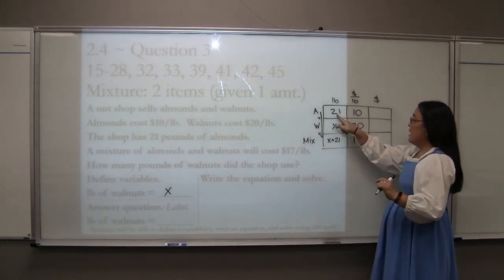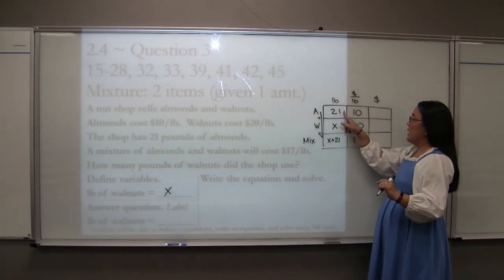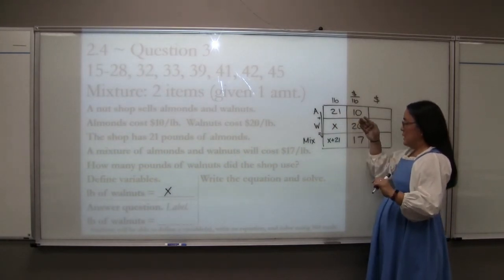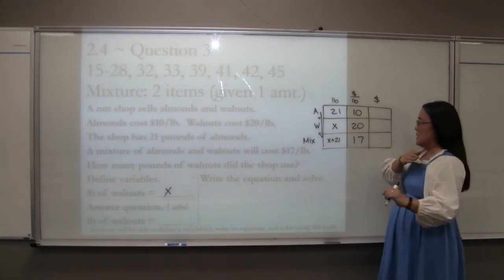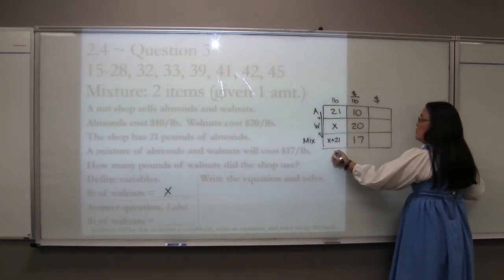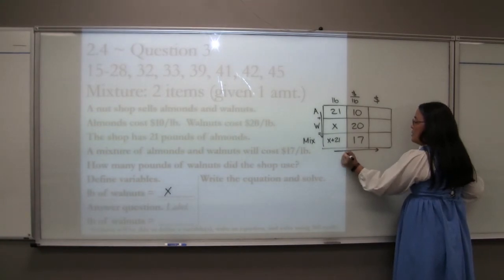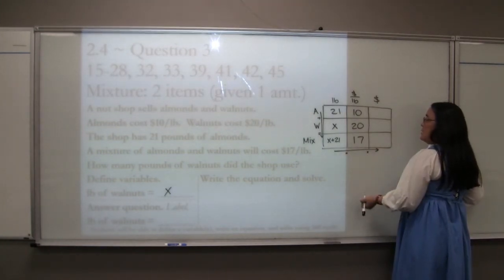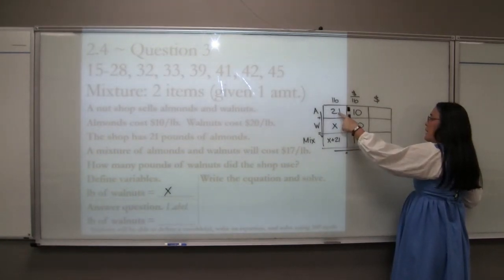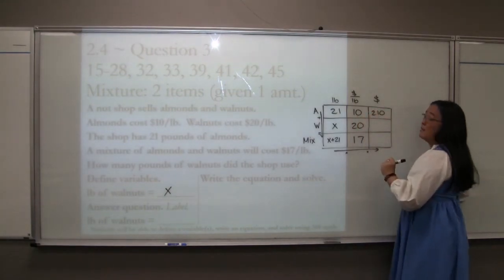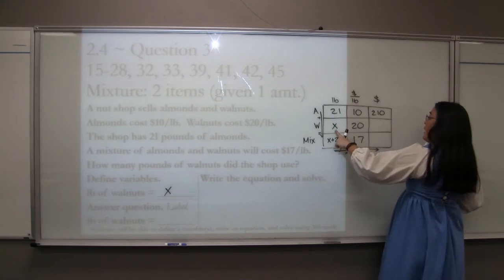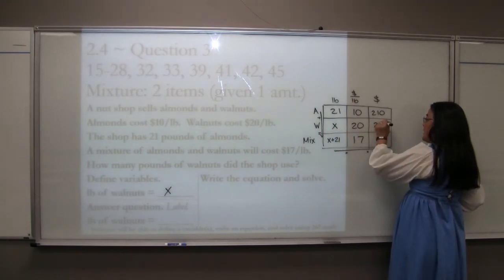Now, if I have 21 pounds and it's $10 a pound, each pound will be $10, $10, $10, $10, $10, $10, which means that as we go across, we're actually going to multiply to equal that. So 21 pounds at $10 a pound is $210 in almonds. They're a shop, they can do this. X times 20 gives us 20x.